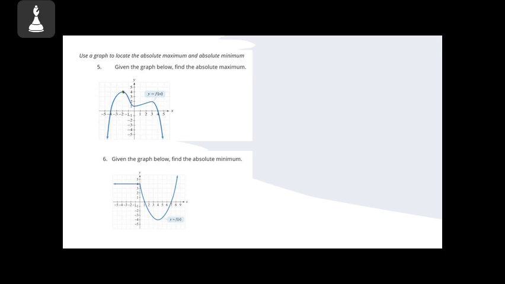So I no longer want locals. I don't want all of the ups and downs. I want just the highest up or down. So in this case, maximum, the highest up. So the point is -2, 4. So what that means is the maximum is 4 at x equals -2.